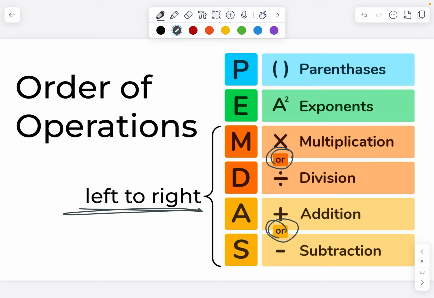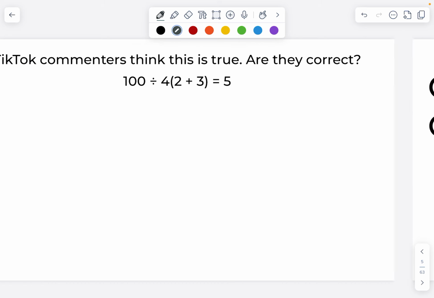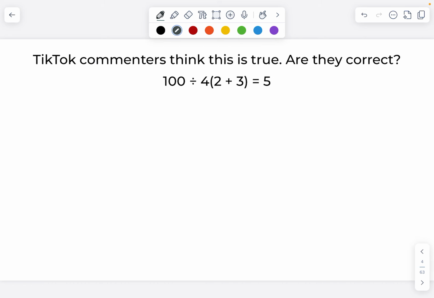Okay, so now that we reviewed the order of operations, I'm going to go back to this question and let's look at it together. So if I think about this, I always want to start with what is inside my parentheses. Okay, so inside my parentheses, I've got 2 plus 3. So I'm going to go ahead and copy down everything else as is. Okay, and I'm going to simplify that 2 plus 3 to a 5.